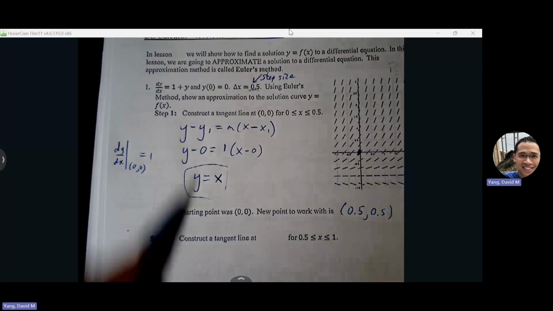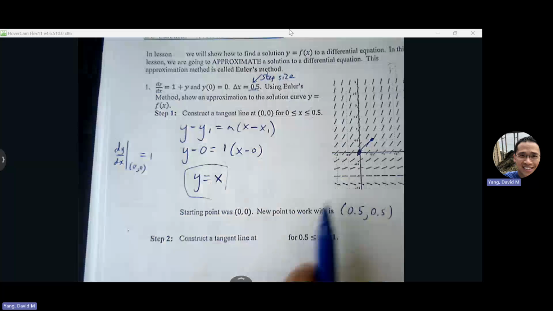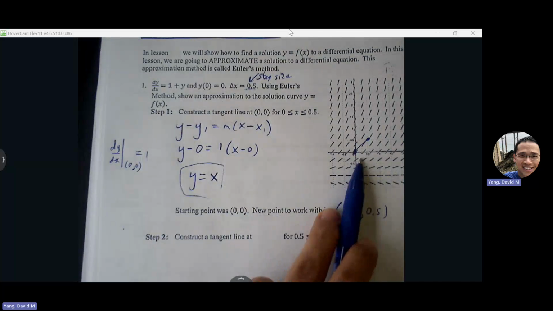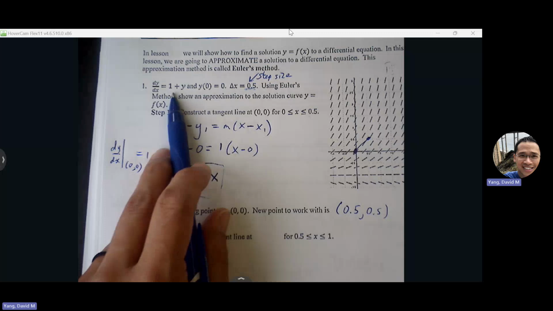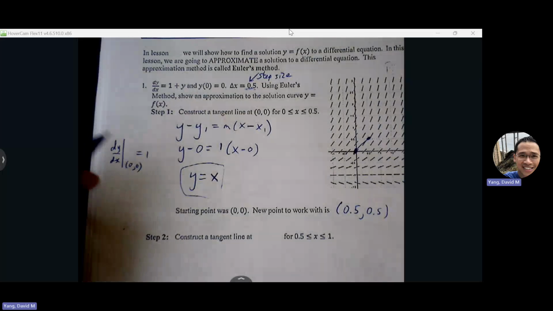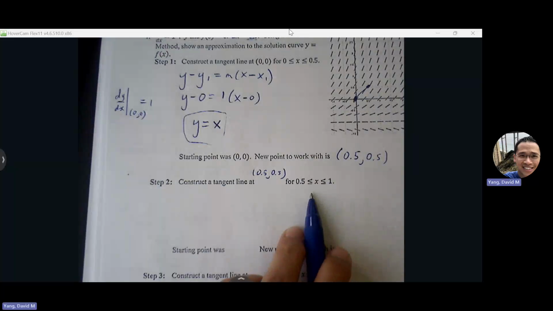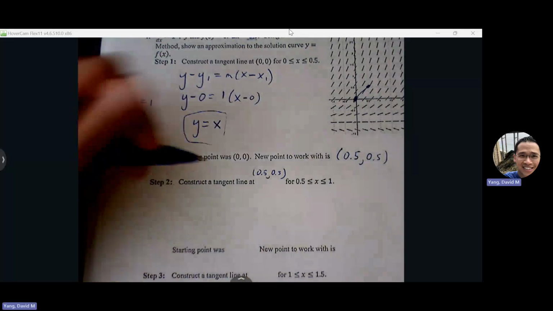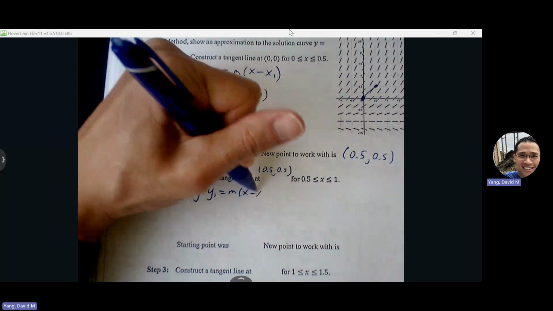Okay, so now that we have this ordered pair 0.5, 0.5, we're going to go through this process again, another process of linear approximation using the same slope formula, finding the next slope, and then finding the next ordered pair. So we're just repeating this process. So now we're going to construct a tangent line at 0.5, 0.5 for the next increment from 0.5 to 1. So again, y minus y sub 1 equals m times x minus x sub 1.